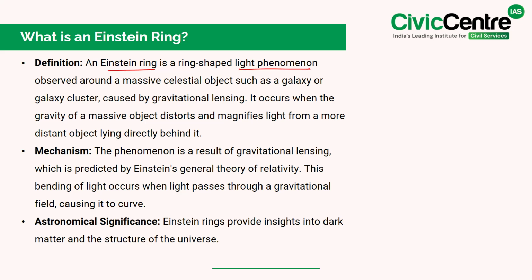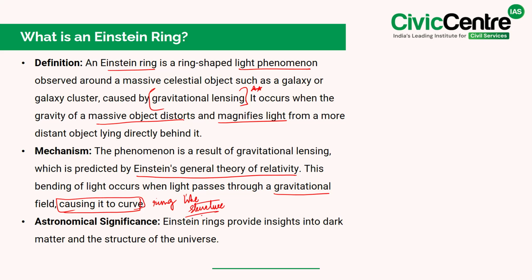And this occurs due to gravitational lensing, which is a process predicted by Einstein's general theory of relativity. This is essentially when the light from a background galaxy passes near a massive object and the gravity of the foreground object bends and magnifies the light, creating a ring-like structure. And this effect provides a natural magnifying lens, allowing scientists to study faraway galaxies that would otherwise remain hidden.